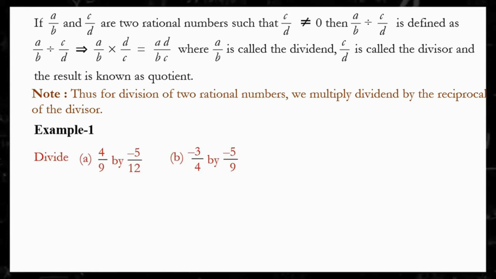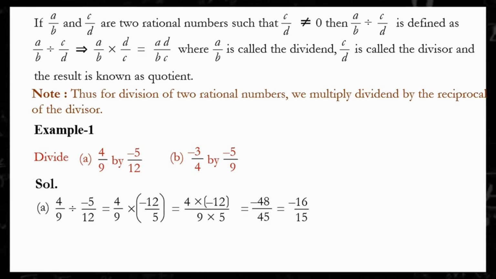Divide (a) 4/9 by -5/12, (b) -3/4 by -5/9. Solution. (a) 4/9 divided by -5/12 is equal to 4/9 multiplied by -12/5, which is equal to 4 multiplied by -12 over 9 multiplied by 5, which is equal to -48/45, which is equal to -16/15.